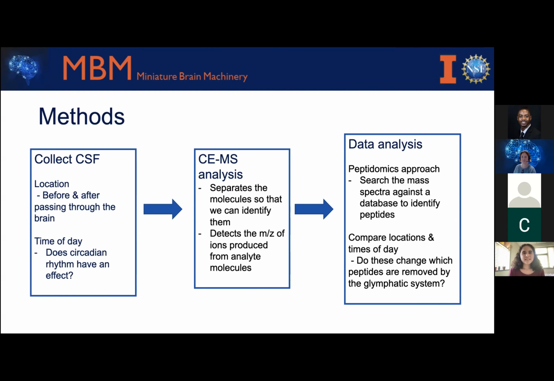I will be searching the mass spectra I acquire against a database from the species Rattus norvegicus to identify the peptides contained in these samples. And hopefully we'll be able to find out how the glymphatic system's function is affected by the time of day as well.